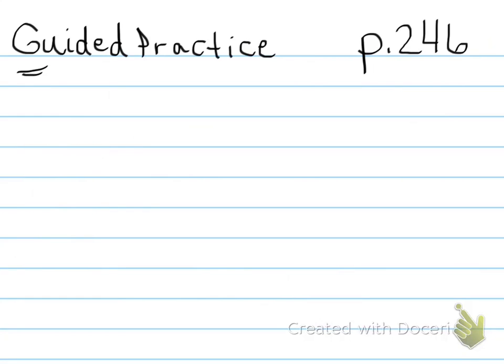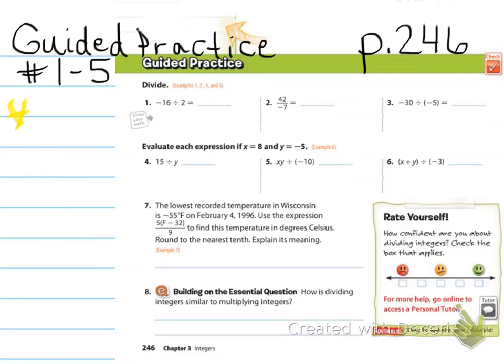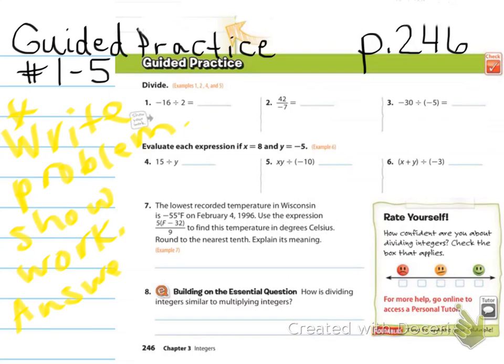And we are going to also skip over some of the examples, in this case number 7, and go straight to the guided practice. So guided practice on page 246, you would do on your own notebook paper. You will do all the problems 1 through 8. Please write the problems, show any work, and then give your final answer, making sure you have the correct sign. Same sign positive, unlike sign negative.